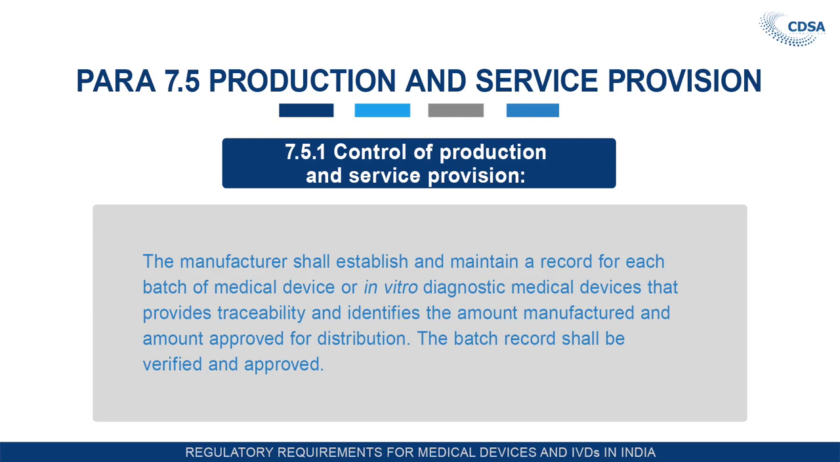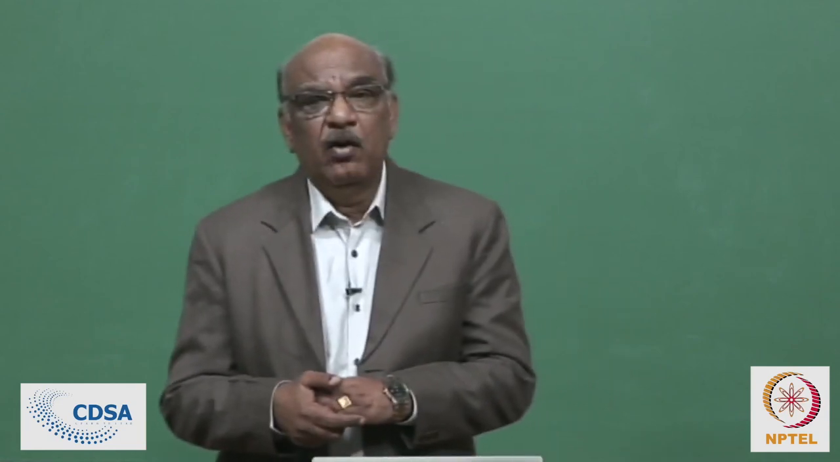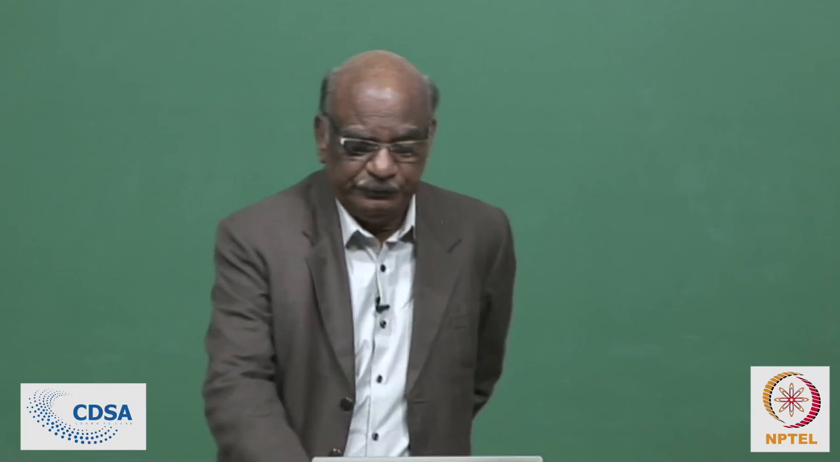The last para is very important and is well known in the manufacturing circles of pharma. You have to have a batch record. That means if you are manufacturing a batch of, say, 20 medical devices, then that batch record should be there, giving all details of that: the raw material, the manufacturing process, the release and distribution documents, etc. And these shall be verified by somebody other than the person who is preparing these, and approved.